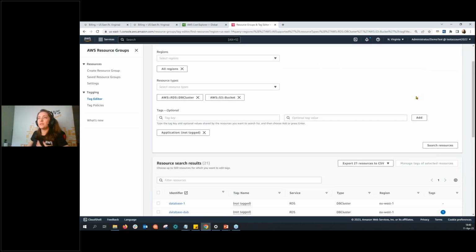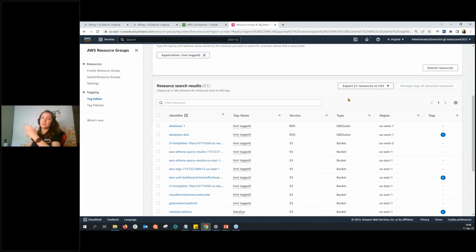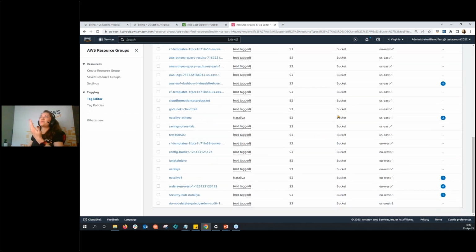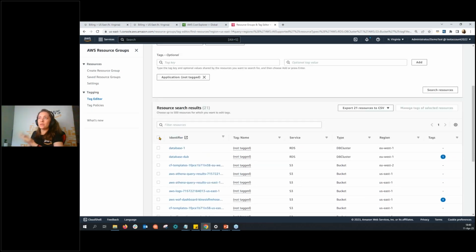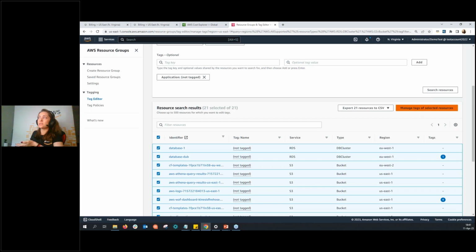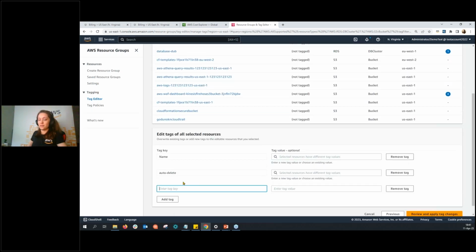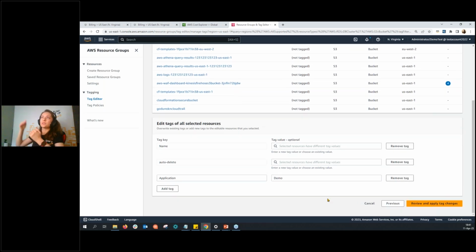And when it finds the relevant resources, let's assume all of these resources are related to the same application. I could click on all of them, go to manage tags of selected resources here, add that tag key application, and apply the same tag to the whole bunch of those resources. Or maybe I could select just a group of those resources and apply this tag there. So this is a good remediation step. If you found that for whatever reason, some of the resources in your account are not tagged, and they are required to be tagged, you can use tag editor to find those resources.